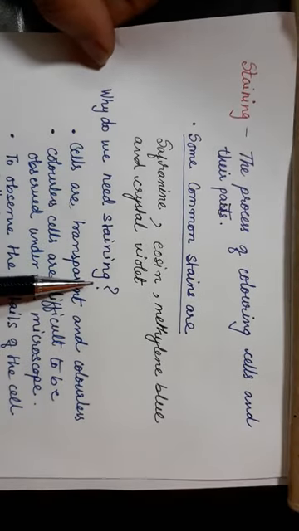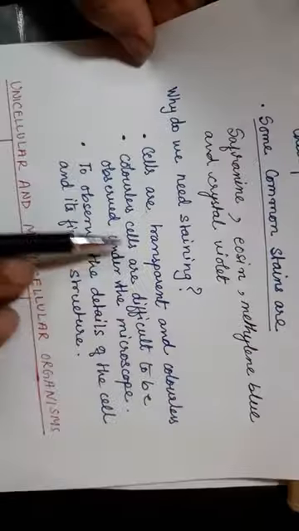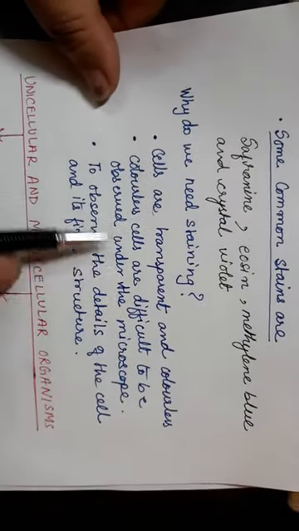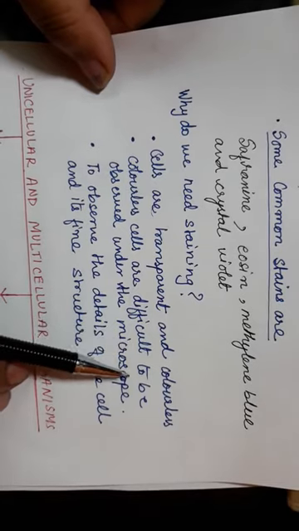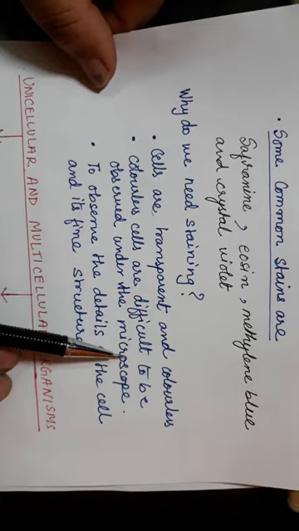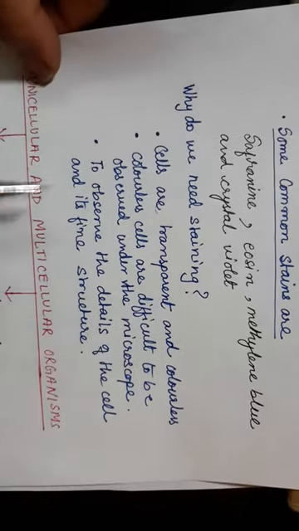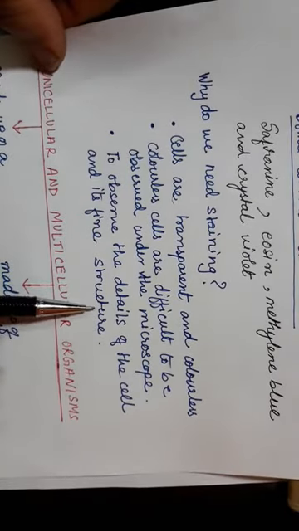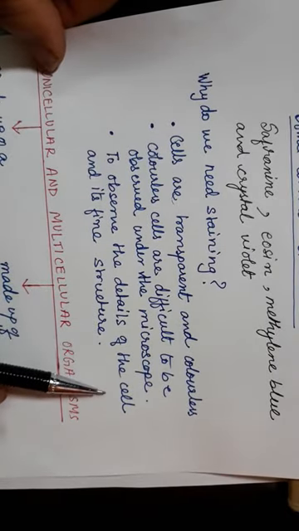Why do we need staining? Cells are transparent and colorless in nature. And being colorless, it is very difficult to observe them and to differentiate their various parts under the microscope. Therefore, to observe the details of the cell and its fine structure, they are stained.